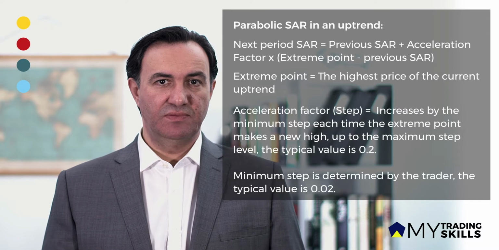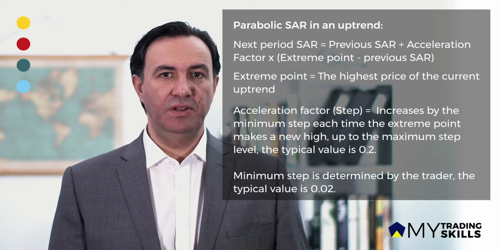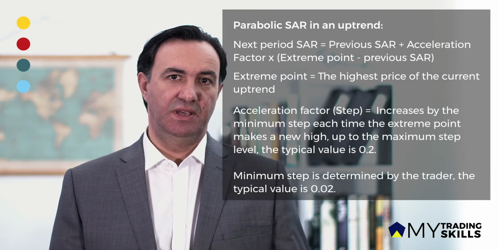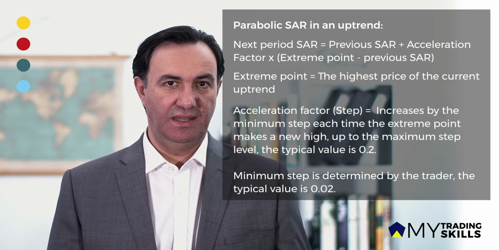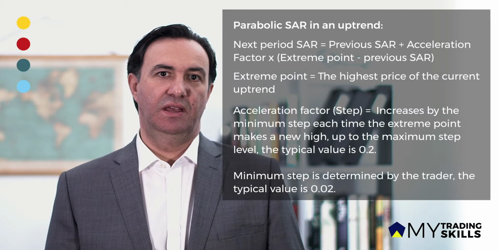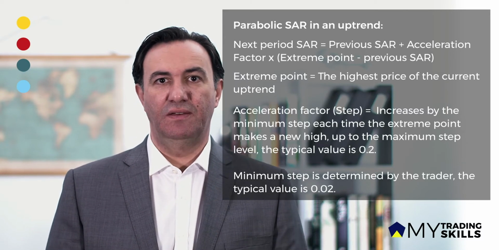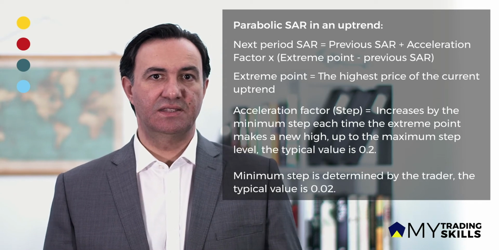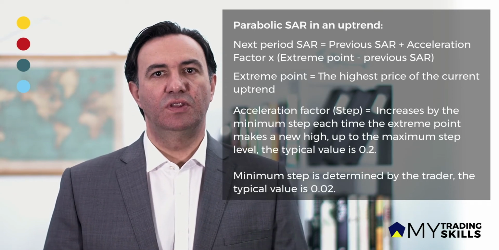SAR switches trends when the price in a period hits that period's SAR. In an uptrend, this means the price has fallen back and hit the SAR. When there is a trend switch, the formula effectively inverses and the acceleration factor resets and starts again to give the new trend time to develop.